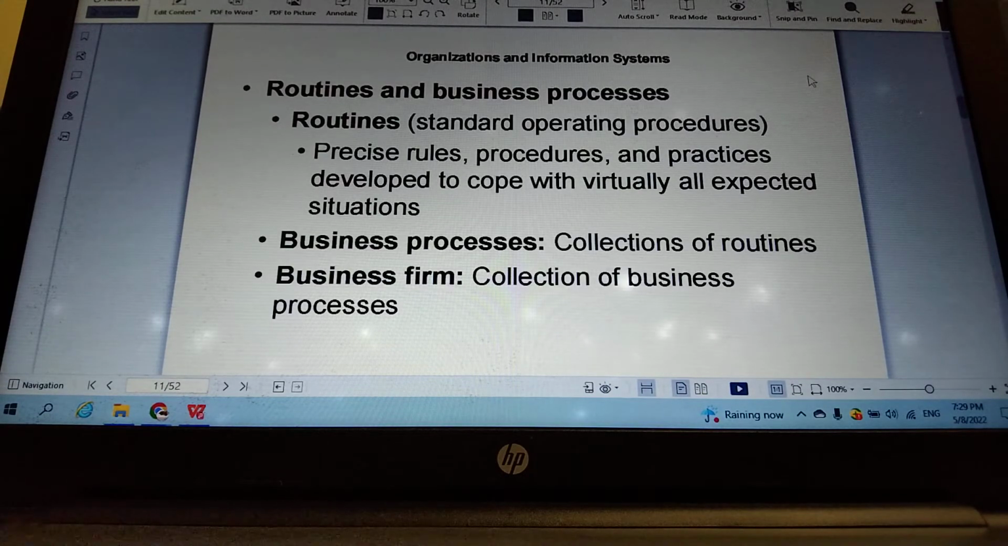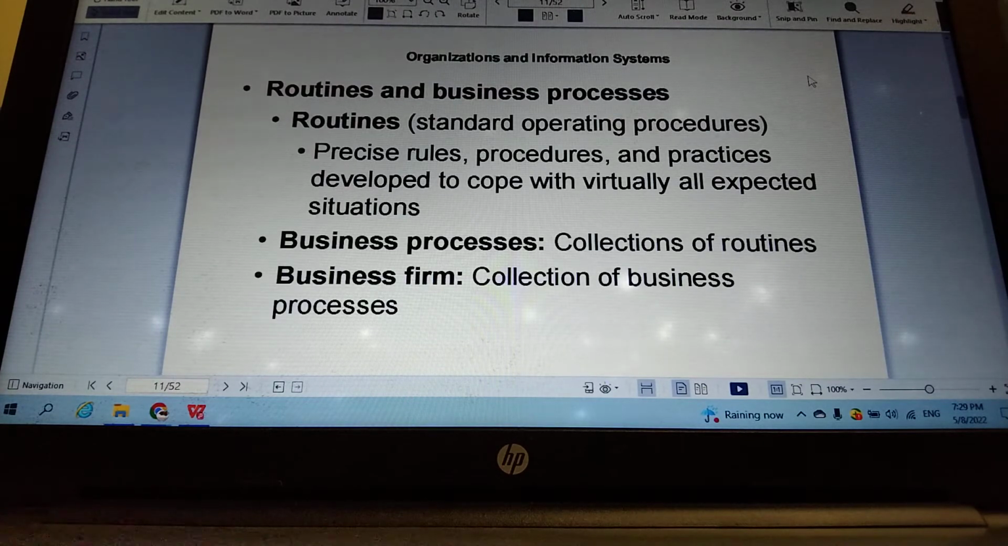So by following the SOP, the quality of the service or product will be maintained. So that is very important. Next is business processes. As we understand, it very much depends on the nature of the business.